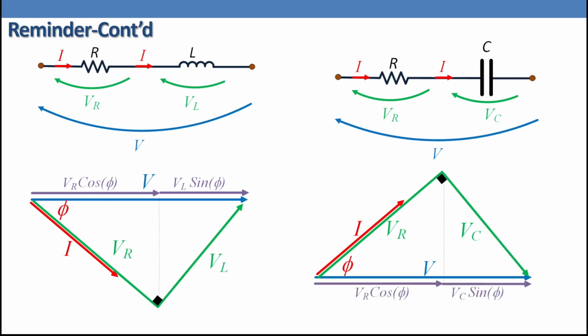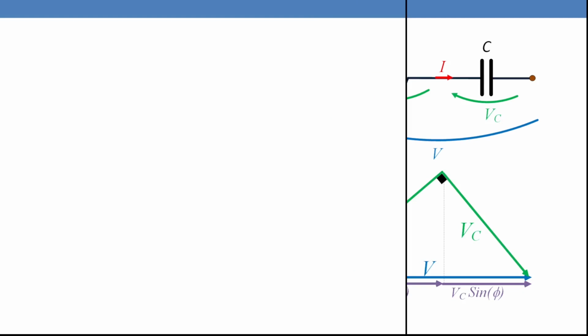If we make a projection to the horizontal axis, VR cosine phi plus VC sine phi equals the voltage V. Let us take an exercise. We are going to extend the problem.